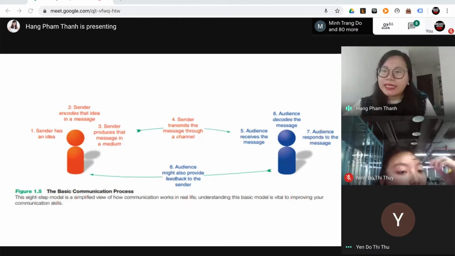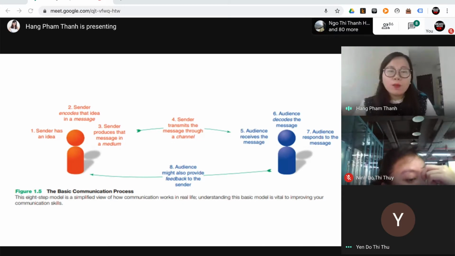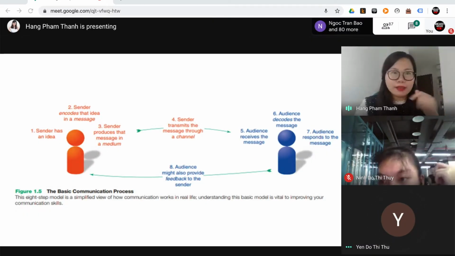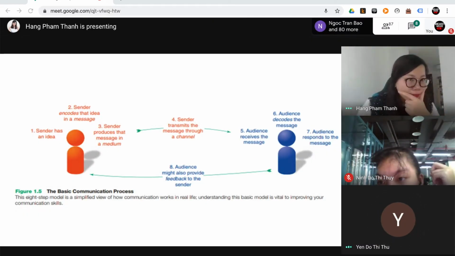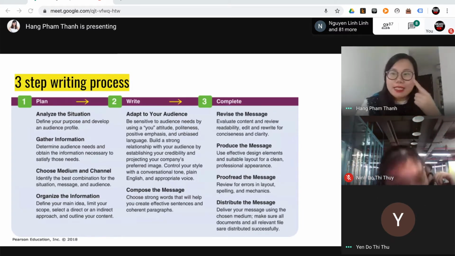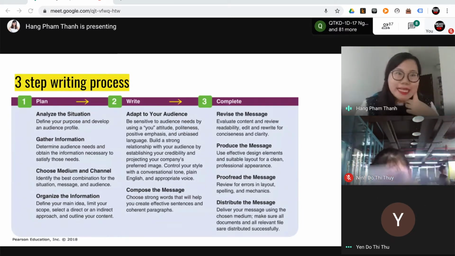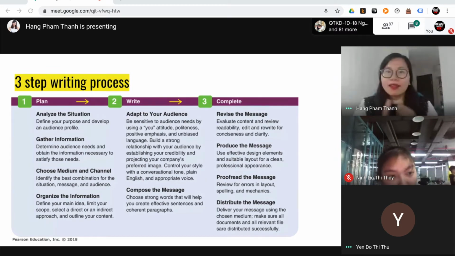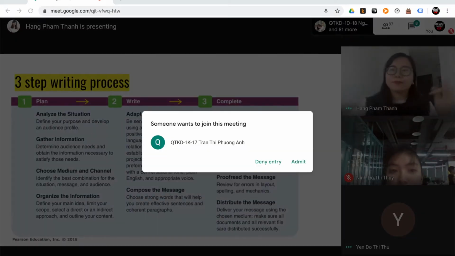After understanding the basic communication process, we will have a look at the three steps included in the writing process. In the writing process, we have three main steps. The first one is planning, the second one is writing, and the third one is completing.